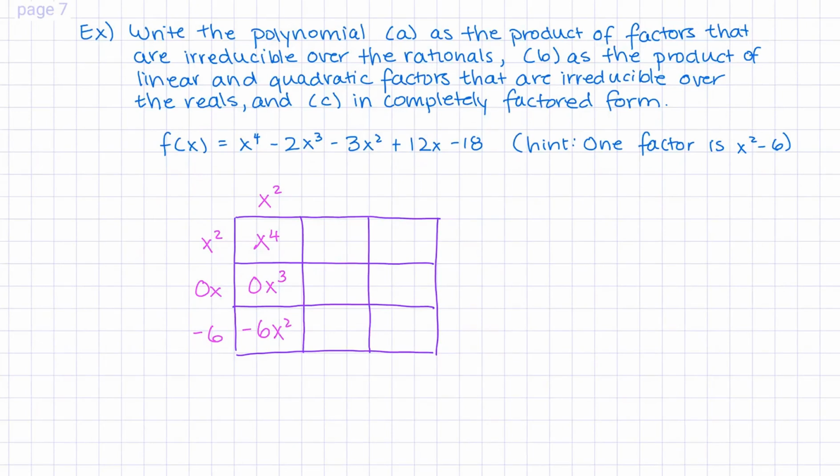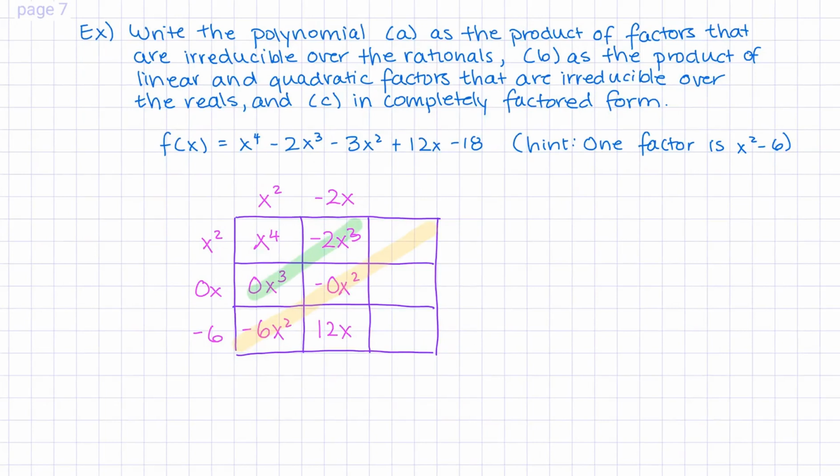And then look for those diagonals there. So I have a 0x cubed. I want to get negative 2x cubed. I'm going to need a negative 2x cubed, which means this has to be negative 2x. So then I multiply straight down. Negative 0x cubed, oops, that's supposed to be cubed. 0x squared, 12x. Look at this diagonal.